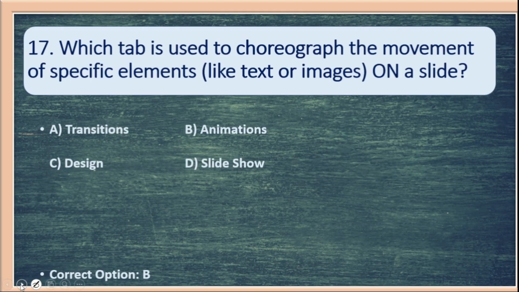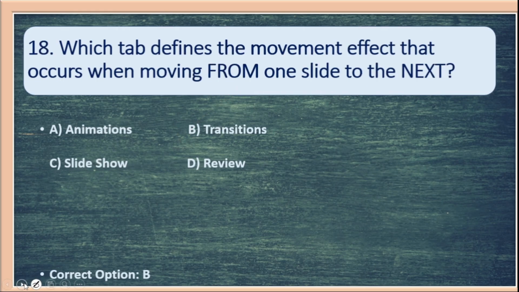Which tab is used to choreograph the movement of a specific element on a slide? Transition, animation, design, slideshow. Answer is B, animation. Which tab defines the movement effect that occurs when moving from one slide to the next? Animation, transition, slideshow, preview. Answer is B, transition.